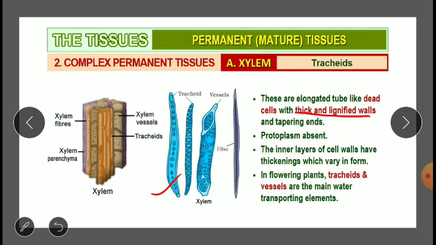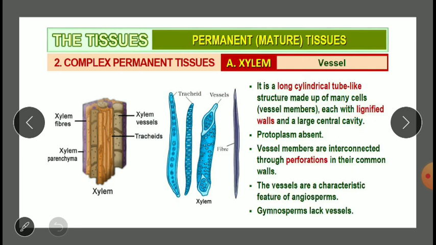You can see these both are the tracheids. They have tapering ends, like you can see over here. As they are dead, the protoplasm or the cytoplasm is absent. Also, we can see that the inner layers of the cell wall have some thickenings which can be of different forms. In flowering plants, the tracheids and the vessels are the main transporting elements.